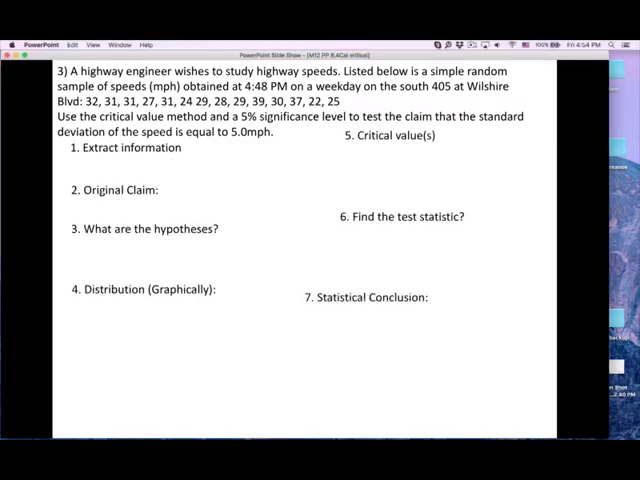Okay, the next example. This time, we'll be working on the critical value method. Okay, so with this question first, I want you guys to try to figure out number 1, number 2, and number 3.